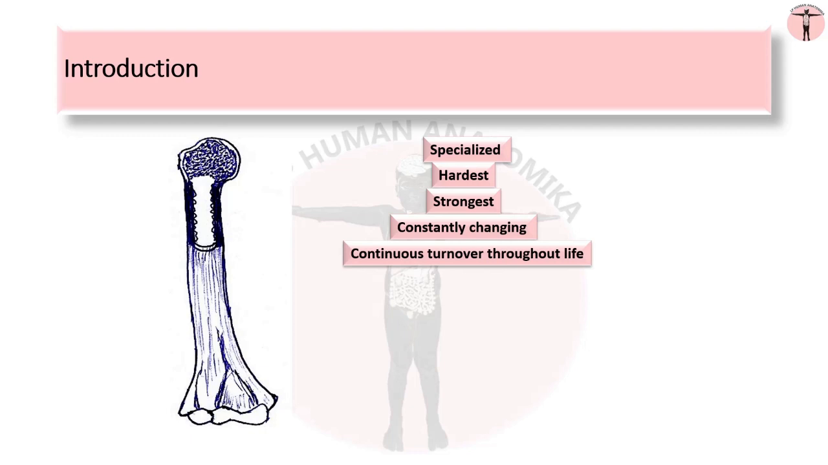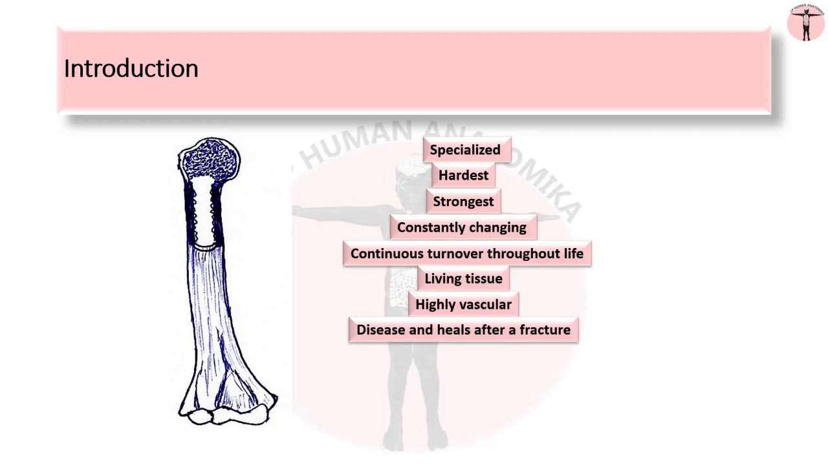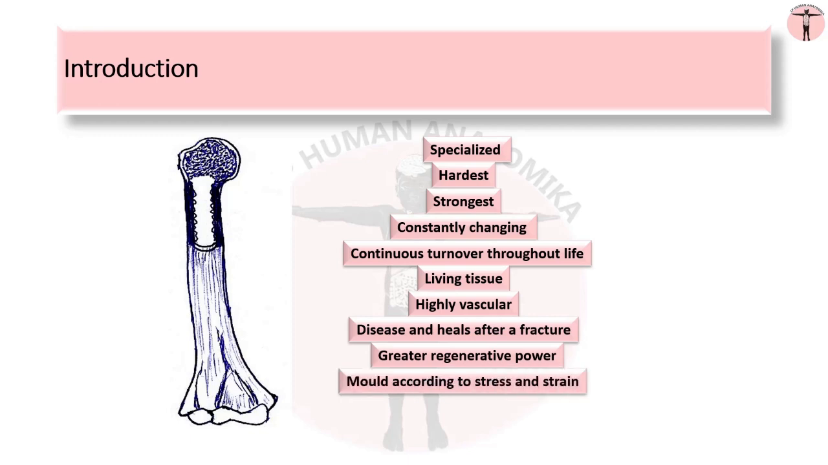Despite its hardness and high calcium content, the bone is very much a living tissue. It is highly vascular with a constant turnover of its calcium content. It shows a characteristic pattern of growth. It is subjected to disease and heals after a fracture. It has greater regenerative power than any other tissue of the body except blood. It can mold itself according to changes in stress and strain it bears. It shows disuse atrophy and overuse hypertrophy.